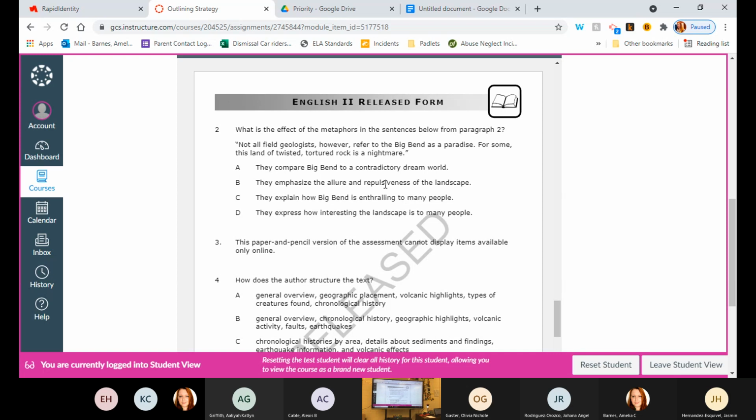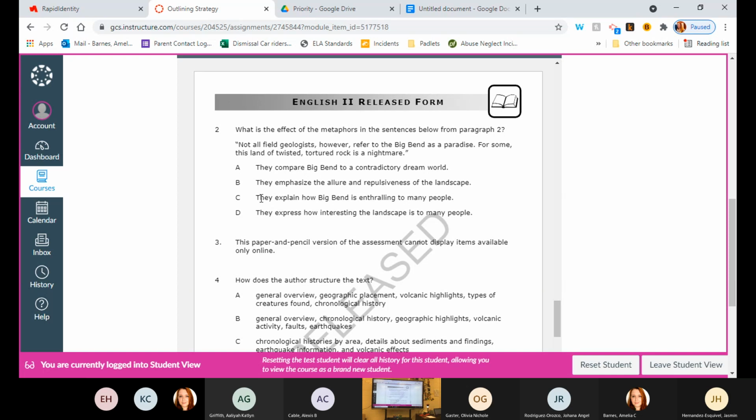That's impulsiveness. To repulse is to repel. Both of these mean to push away, to disgust, to make people want to back away from. So allure and repulsiveness. So we've got those contradictory ideas. So A and B are really similar answers. One of these two is probably the right answer.